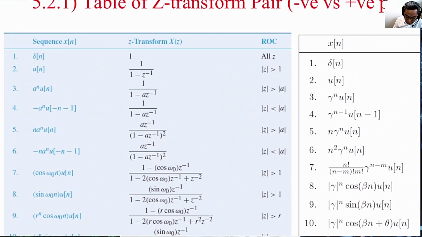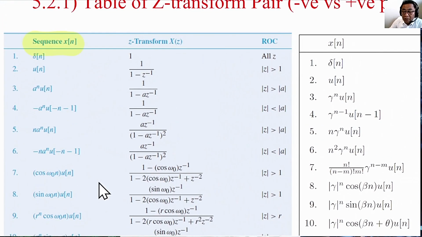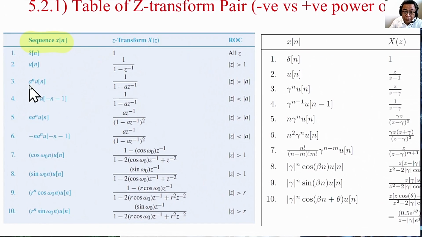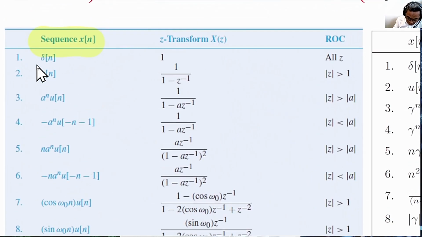Typically, when we are given a table of Z transform, on the left hand side we are given the sequence. So here we are given 10 different x[n]. This is the impulse response, the step response, the real exponential, decaying or growing, and we are typically interested in the causal signal. Here u[n] represents the step function, or here it is the anti-causal signal. So this is a Z transform for both causal and anti-causal signals.